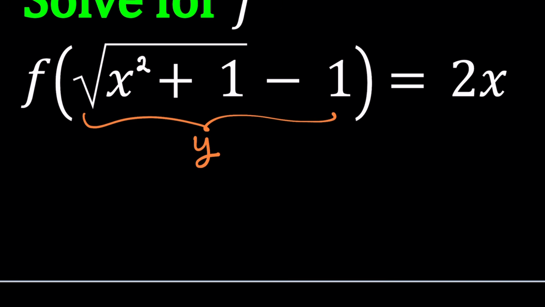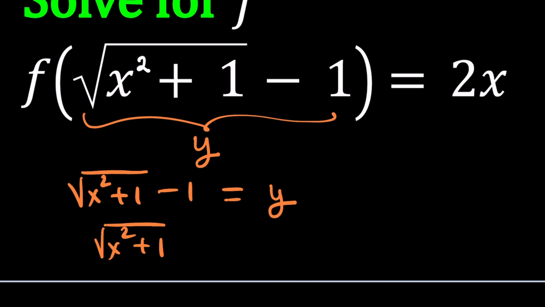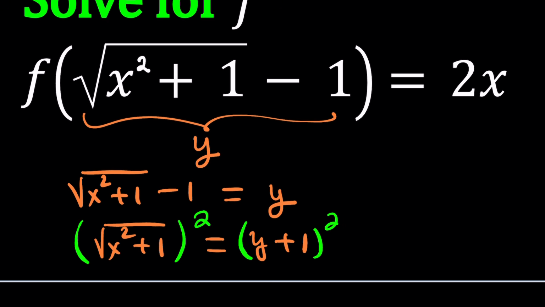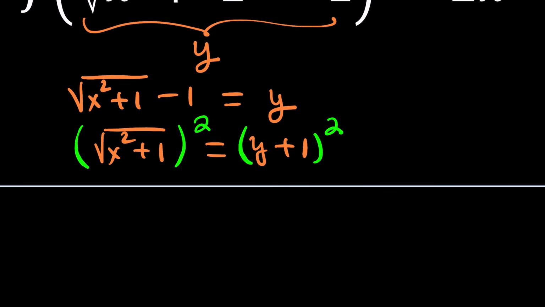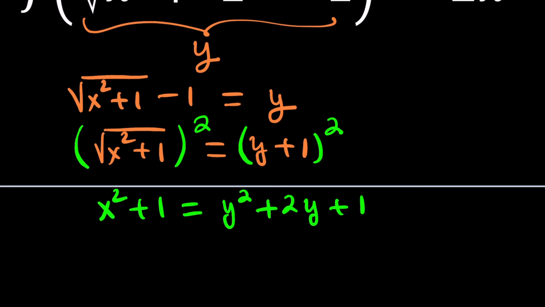Now, what does that mean? Replacing this whole thing with y. We can go ahead and set this equal to y. And our goal from here, like finding the inverse function, right? Just like that, would be to solve for x. Let's do it. We can add 1 to both sides and then square both sides. That makes sense, right? So when you square both sides, you're going to get rid of the radical. And again, our focus is solving for x. This should give you x squared plus 1 equals y squared plus 2y plus 1. The nice thing about it, 1 cancels out, leaving us with something simpler.